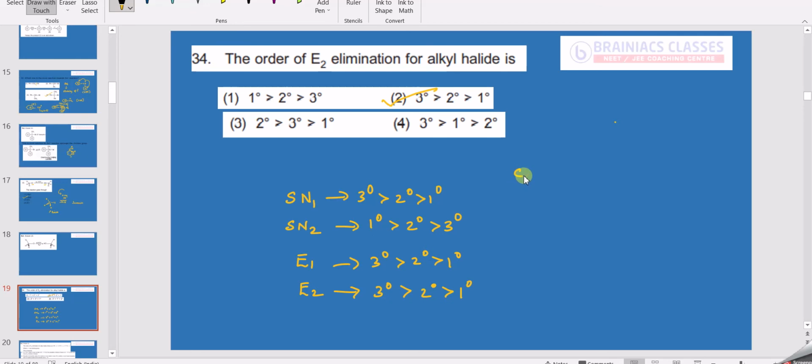And the reason for that I have told you in the last class. If you see here in a 3 degree alkyl halide, we know the first step in E2 elimination is that the base will acquire H plus.